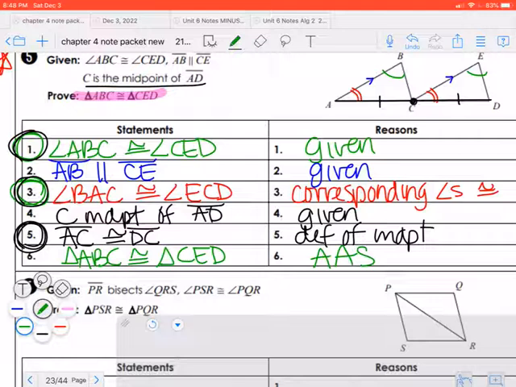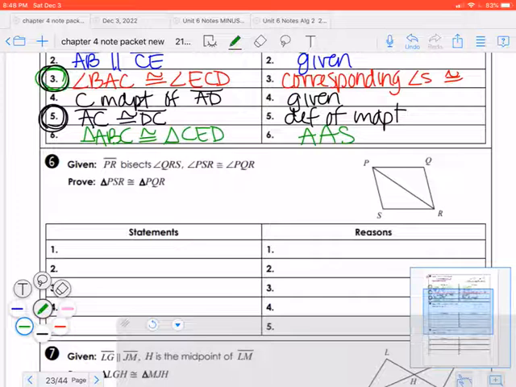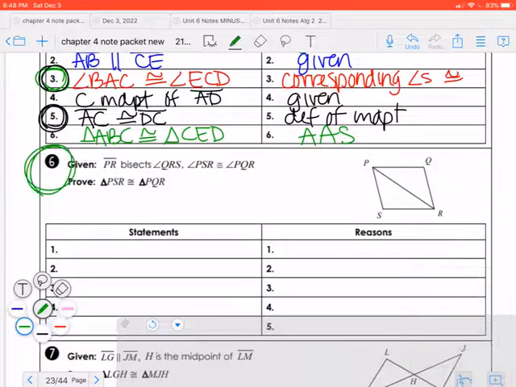Angle, angle, side. Now, if there's time in class, teacher, please pause and have everybody try number 6 as well. The more you try these on your own, the better off you're going to be. You've got to give it a shot and keep trying, and also do your homework.